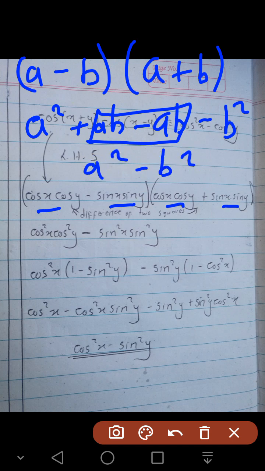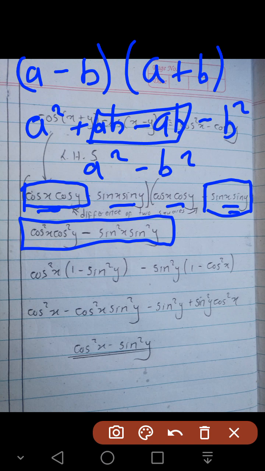But what is our a and what is our b? We saw that our a was cos x cos y, and our b is sin x sin y. So that is why you see this statement here that says difference of two squares. That is just a way of verifying that this was actually a difference of two squares. But if you know your difference of two squares very well, you don't have to show the process, you just get the a, square it, get the b, square it, and put a minus sign there. So that is how we came up with this expression here.